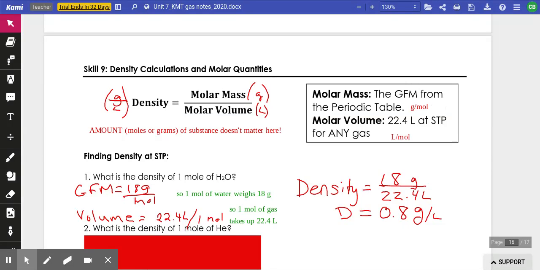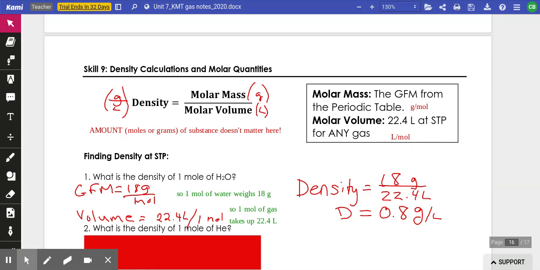The other molar quantity you should be familiar with is something that we've talked about earlier in this unit when I told you about the molar volume. The molar volume of any gas is always the same. It is always 22.4 liters at standard temperature and pressure. So that means that any gas has 22.4 liters in 1 mole. So the units here for molar volume are liters per mole.